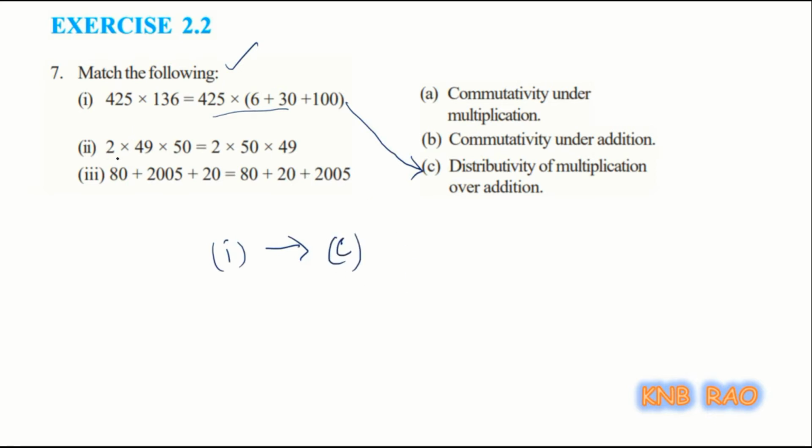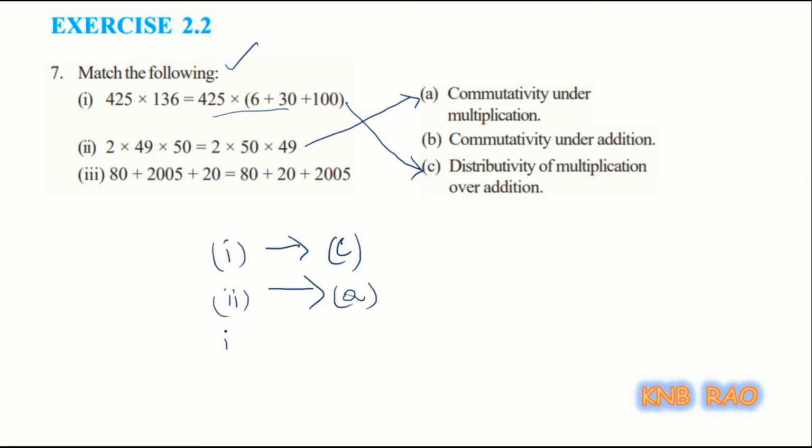Next, second, 2 into 49 into 50 can be written as 2 into 50 into 49. This is commutativity under multiplication. You are interchanging 49 into 50 as 50 into 49. So second matches with the A.